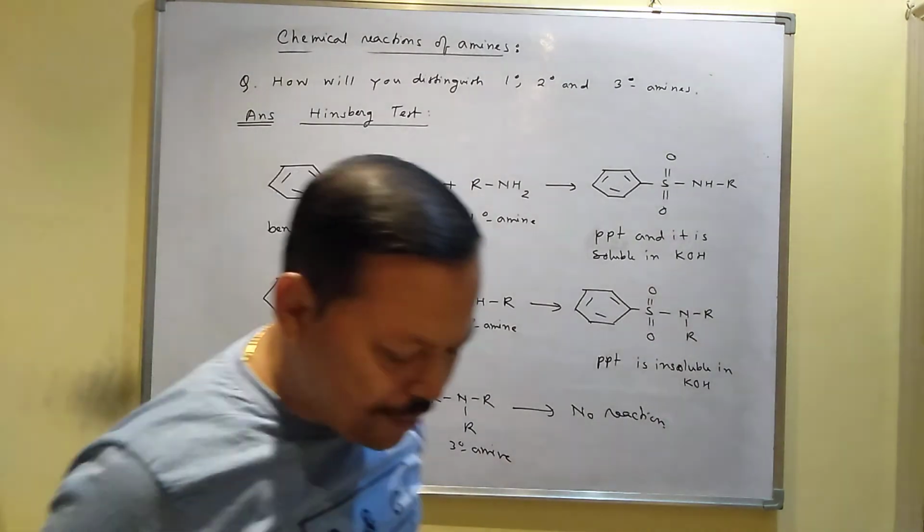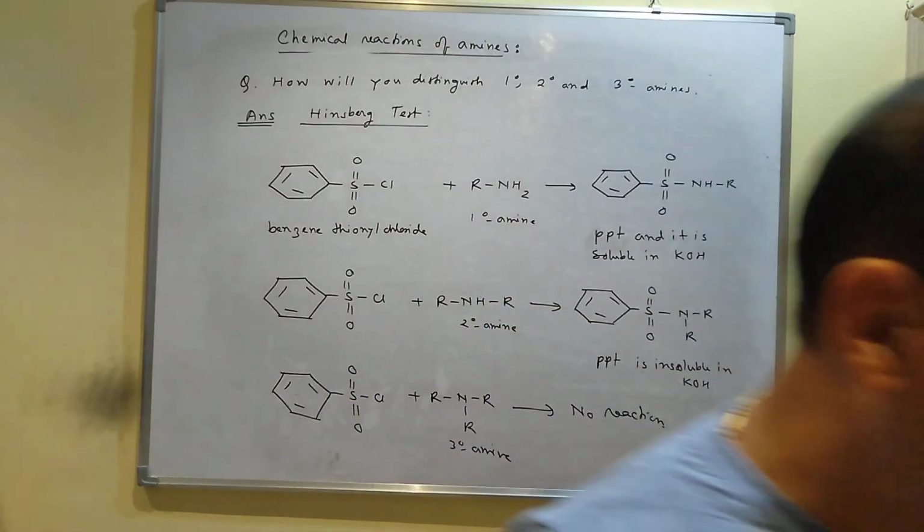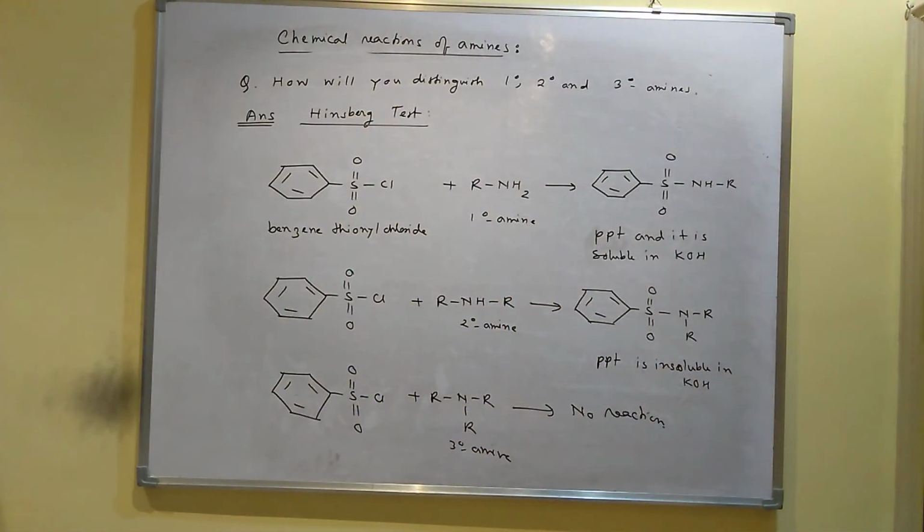So when you get the amine, first you apply benzene sulfonyl chloride. After adding benzene sulfonyl chloride, if you get a precipitate, you see whether it is soluble in KOH or not. If it is soluble, that is primary. If it is insoluble, that will be secondary. And if there is no precipitate, that will be tertiary. So like this you can distinguish primary, secondary and tertiary amines by applying the Hinsberg test.